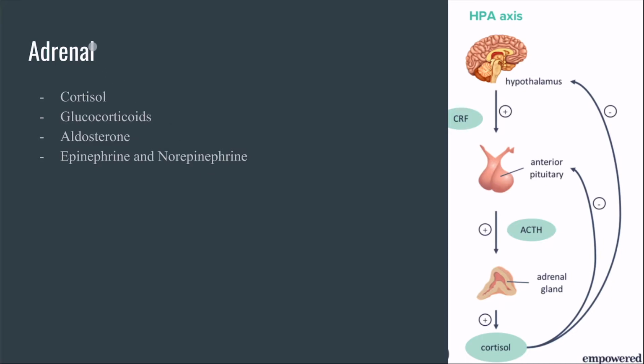The adrenal gland is going to be full of cortisol, and that is a glucocorticoid that helps with stress relief. And you can see here again, this is a negative feedback loop, meaning it decreases its own production. And it also releases aldosterone and epinephrine.